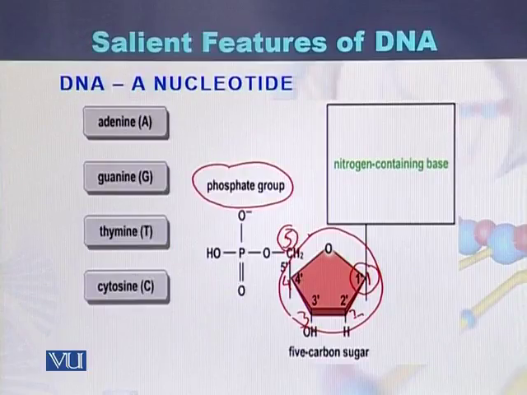So a nucleotide contains three components. One is pentose sugar, the second one is nitrogen containing base, which is attached at carbon number 1 of the pentose sugar, and the phosphate group, which is attached at carbon number 5 of the pentose sugar.